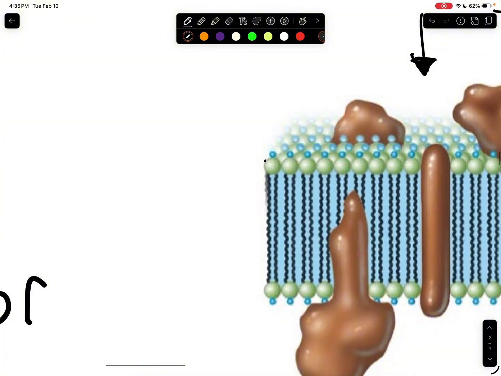So when I talk about this blue portion, I always say phosphate, right? In terms of Archaea, it could be a phosphate or it could be another group. So just keep that in mind. It doesn't have to be a phospholipid.